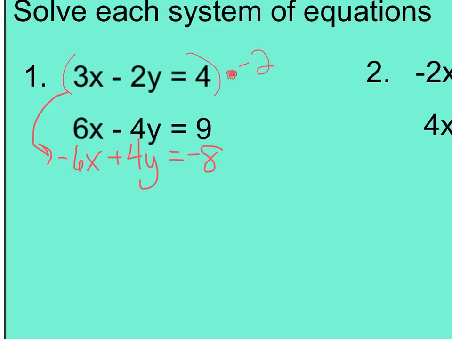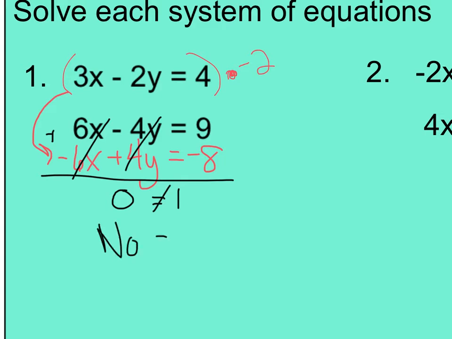So now I'm going to add these equations together. The x's are what we made opposites, but in that process it also made the y's opposites. So when they both cancel, I'm going to put that 0 here. 9 plus -8, well, that's 1. Since the variables cancel, that means I have one of my special solutions. So it's either no solution or infinitely many. Since 0 does not equal 1, that means it would be no solution.